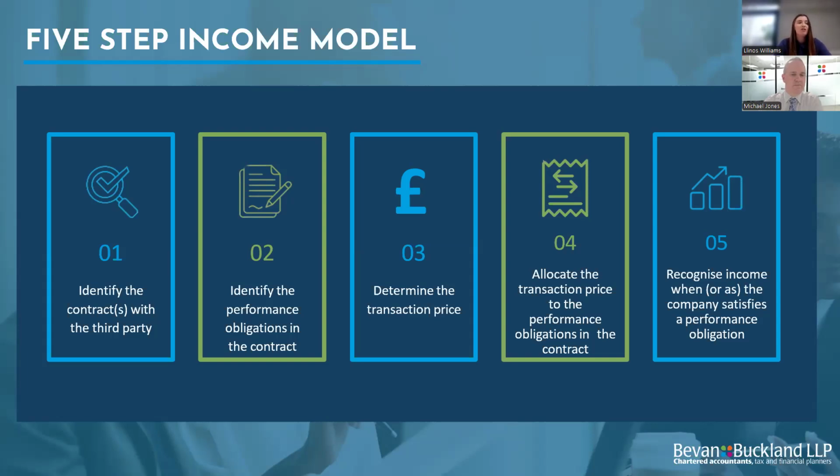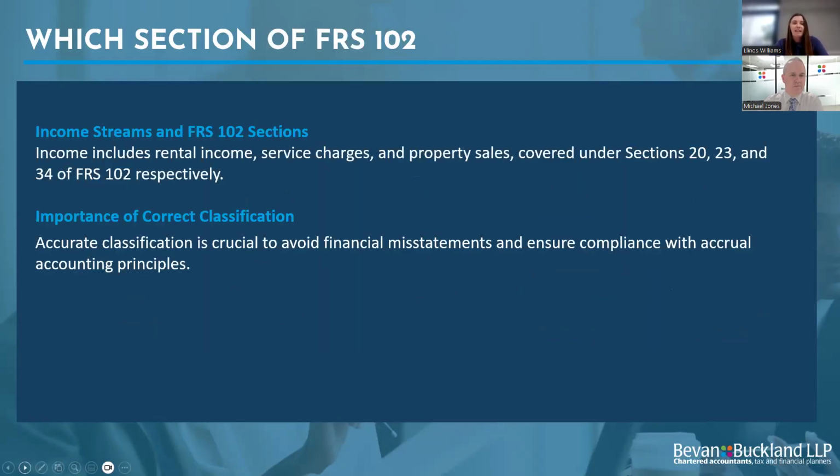So which section of FRS 102? Income for social landlords does not fall under one accounting section. It spreads across 3 separate parts of the standard. Section 23, revenue from contracts with customers, applies where income relates to service provisions, management services, service charges, support delivery, and so on. Section 20, leases, applies when the landlord grants a lease or tenancy, most commonly social housing tenancies.